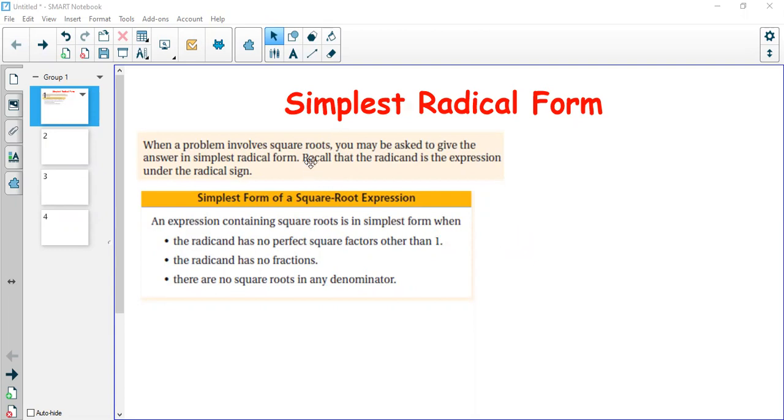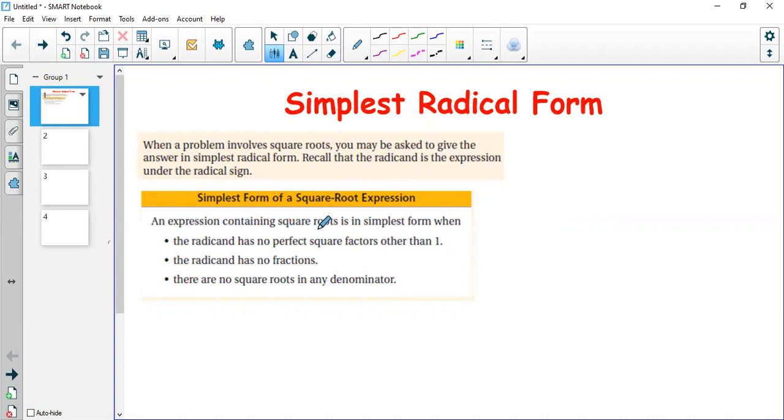When a problem involves square roots, you may be asked to give the answer in simplest radical form. Recall the radicand is the expression under the radical sign. The radical sign is nothing but the square root sign. The proper word for the square root sign is radical sign, right? So how do you know whether the question given is in the simplest form or not?